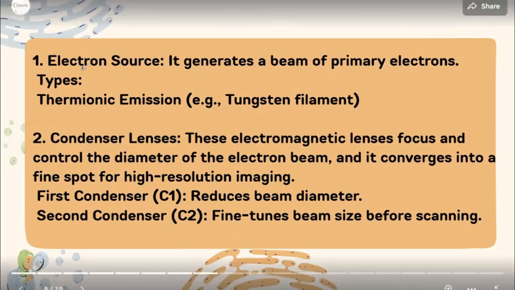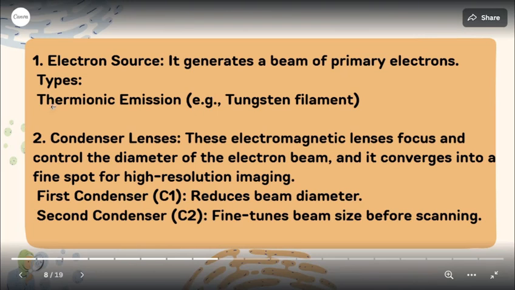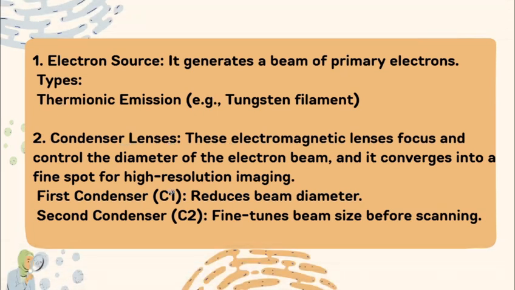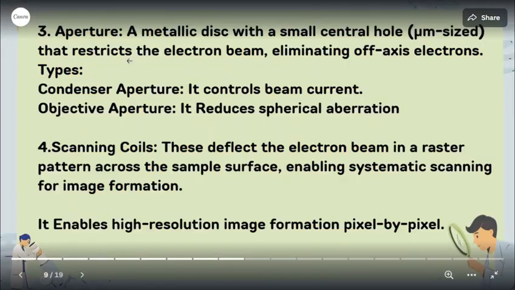Construction of SEM. The main parts of SEM include the electron source. It produces the primary electrons. Condenser lenses, that is C1 and C2, focus the electron beam. The first condenser, C1, reduces the beam diameter. The second condenser, C2, is used to fine-tune the beam size. Aperture is a metallic disc with a small central hole that restricts the electron beam and eliminates off-axis electrons.